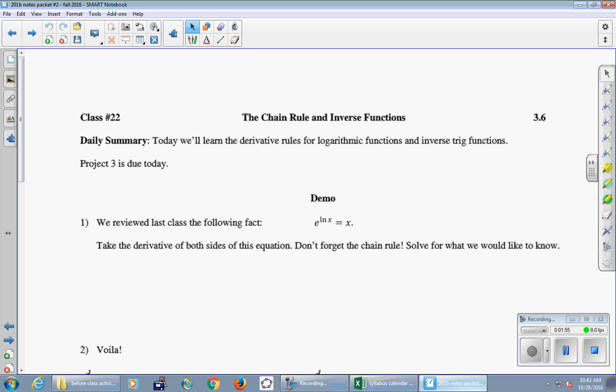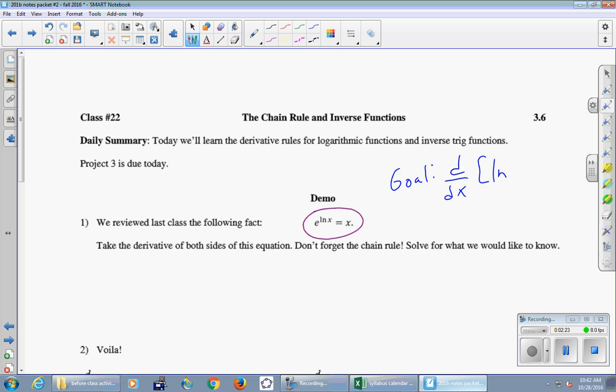Okay, so first up, starting here, we know that e to the ln of x is x, right? E to the x and ln of x are inverses of each other, and they cancel when they're put in this particular order. So here's what we're going to do. We're going to take a derivative of both sides of this equation. In doing so, we are going to create a formula for the derivative of ln of x. So I'm just going to write this as the goal for what we're about to do is find the derivative of ln of x. We currently have no formula for that derivative. We are going to create it. We're going to discover it.